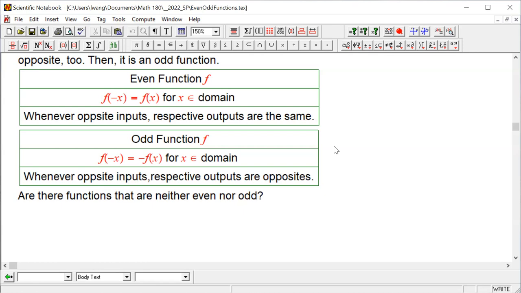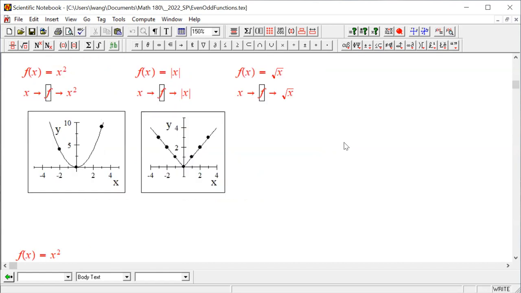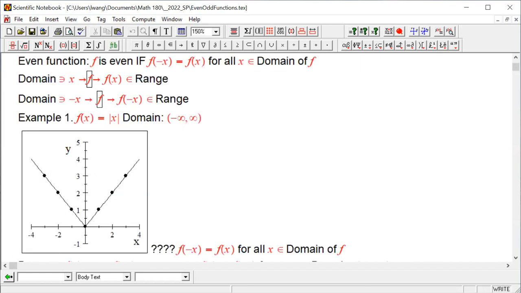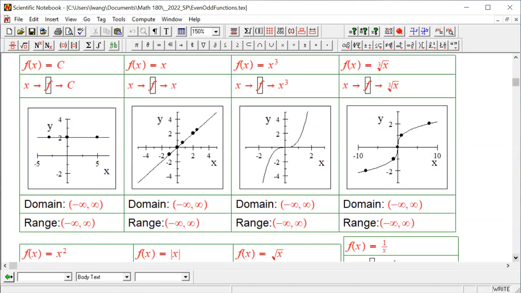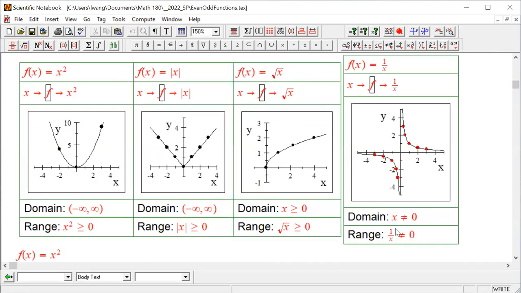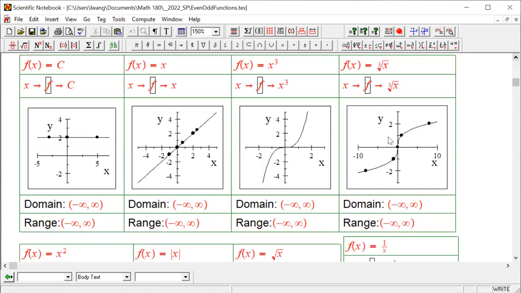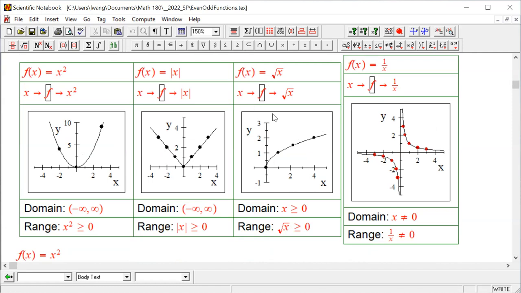right? For example, if we look back to the tables of functions we have studied, which one do you think is neither? It looks like this one is odd, this one is odd, even, odd, even. How about this one? This one is neither. It's neither even nor odd.